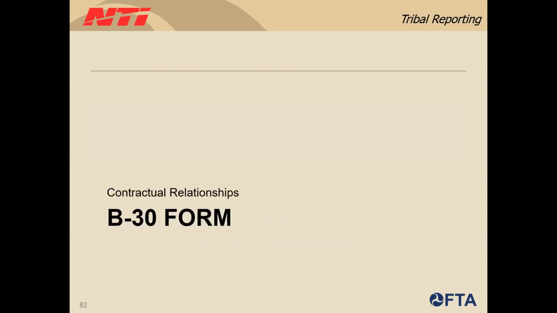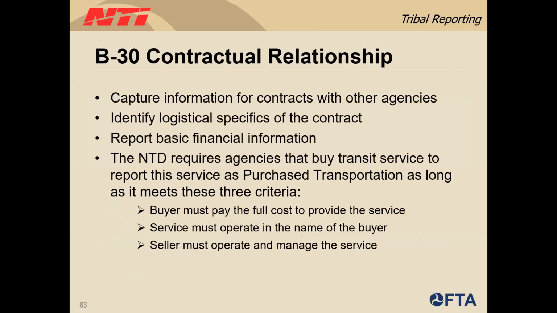The next form we will discuss is the Contractual Relationships B30 form. The B30 form captures information for purchased transportation contracts with other agencies. It identifies logistical specifics of the contract as well as some basic financial information regarding the contract details. The NTD has specific requirements for what constitutes purchased transportation.